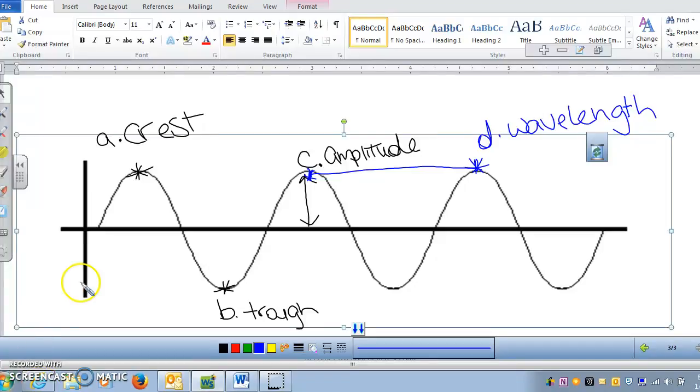Okay, so remember letter A is crest, it's the top point of the wave. Letter B is the trough, the bottom point of the wave. Letter C is amplitude, so half of the height of the wave. And then finally D was wavelength, which we measure from one crest to the other.